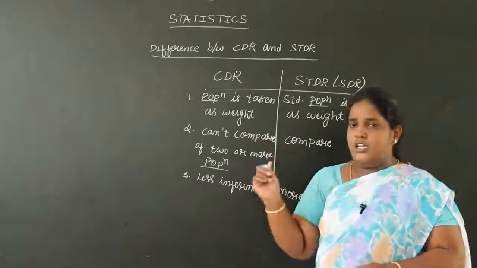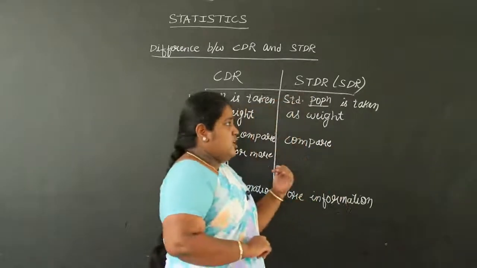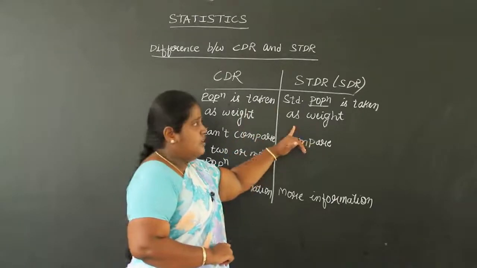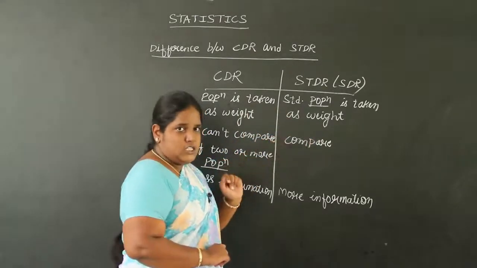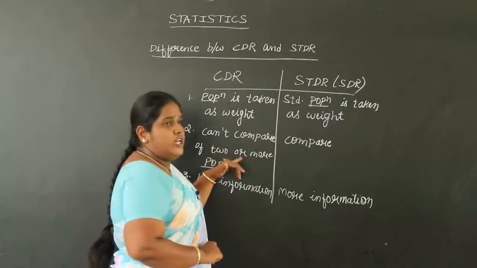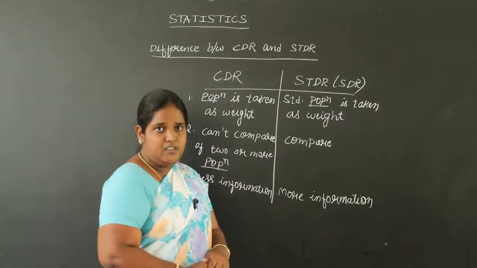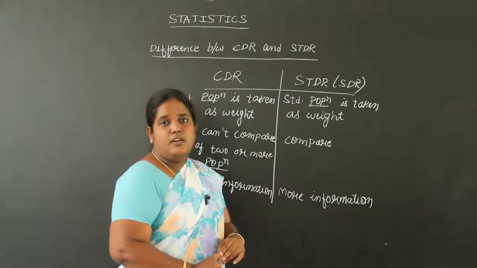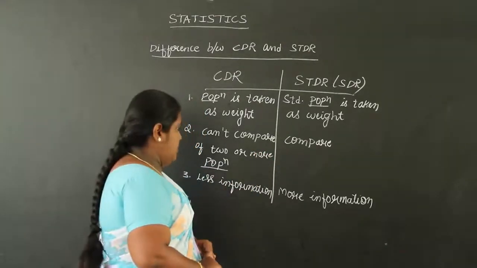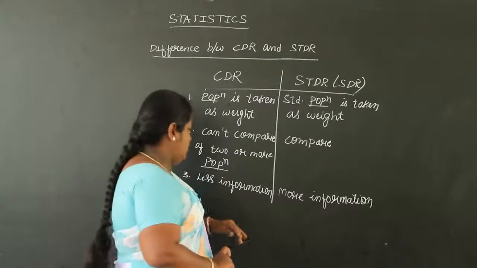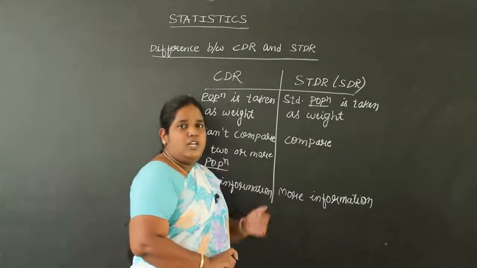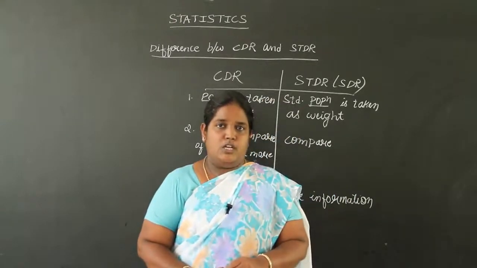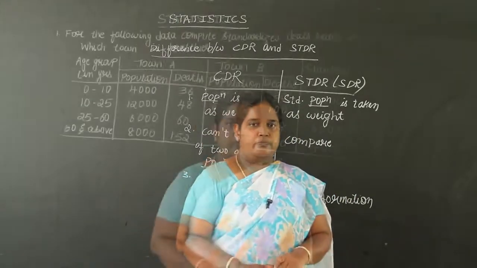I'll say it once again. In the crude death rate, population is taken as weight, whereas in the standardized death rate, standard population is taken as weight. In the crude death rate, we cannot compare the death rates of 2 or more populations, but in the standardized death rate, comparison can be made about which population is healthier. In the crude death rate, we need less information, and in the standardized death rate, we need more information.